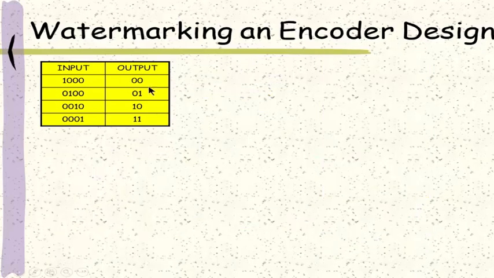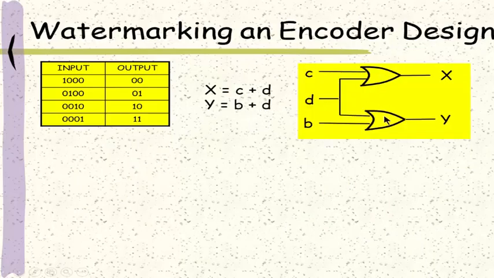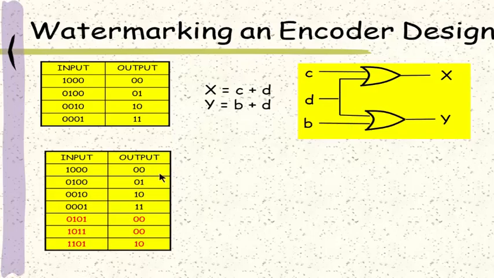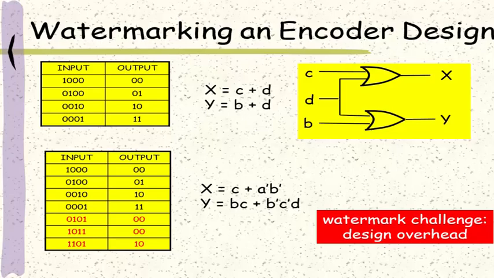So from here, we can easily see that the 2 outputs, X and Y, can be represented by C plus D and B plus D, or simply 2 OR gates. However, to implement the watermarked truth table, the expression becomes a little bit more complicated. So in this case, instead of 4 literals and 2 logical gates, we need 1, 2, 3, 4, 5, 6, 7, 8 literals. This is something we call design overhead. And again, we'll discuss the design overhead later.